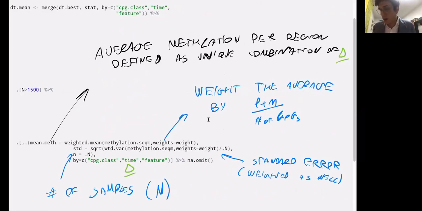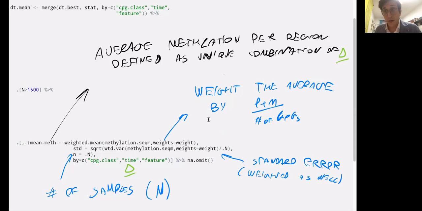And as you can see, as you already saw in this lecture, when we have this format that I'm highlighting now, it means that this data table is going to shrink a lot, because here we are averaging parts together, fragments together. This is why we define the CPG class. And how we are averaging them: we are defining an average methylation by a unique combination of CPG class, time, and feature. So we average the methylation of all the fragments, but we do it in a weighted way.